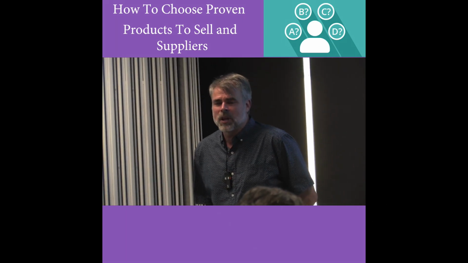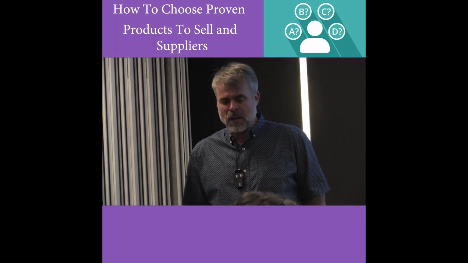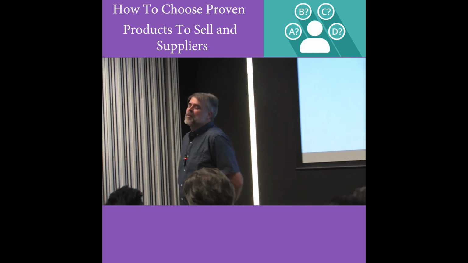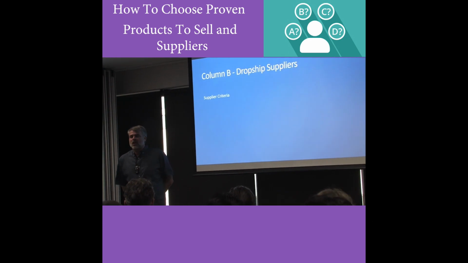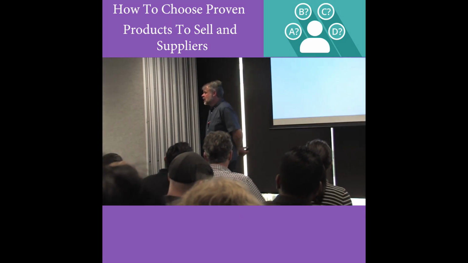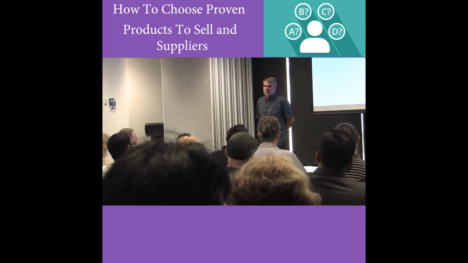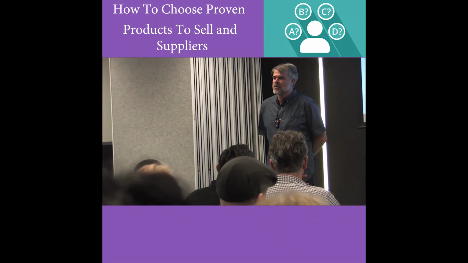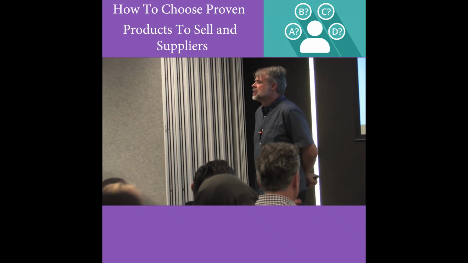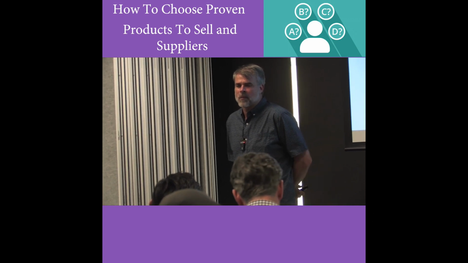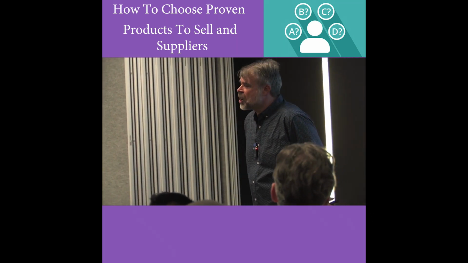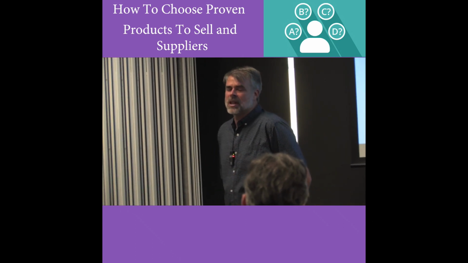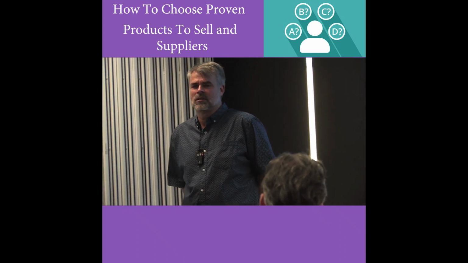Okay, column B. Now you've got some power keywords in column A. Column B is your suppliers. Most people when they start off with dropshipping want to use wholesalers and distributors. But the big problem with that is most wholesalers and distributors do not want to ship one item to one of your customers. They want to ship 50, 100, 1,000 pieces, not one. For that reason, over 90% of dropship sellers just use online retailers.